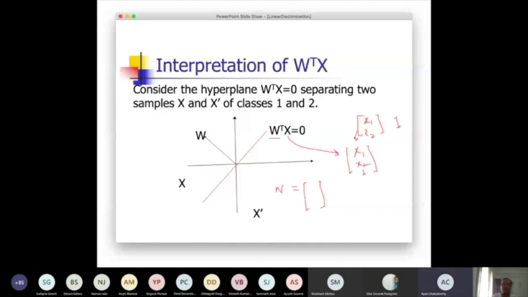It will be W1, W2, and W0. In 3, yeah, right. There will be 3 coefficients. So W1, W2, you're right, W2 and W0. So this is what we discussed.